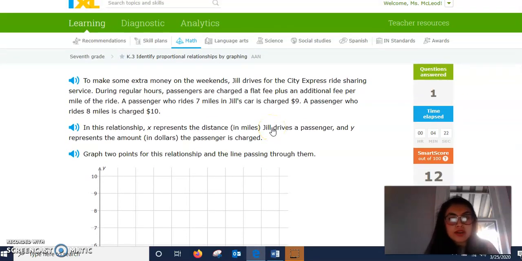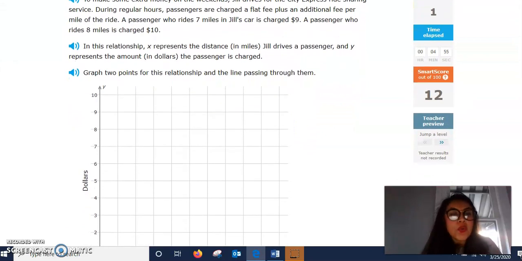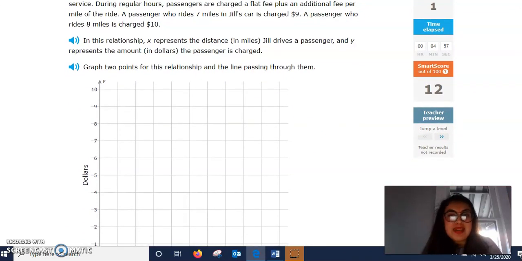To make some extra money on the weekends, Jill drives with the City Express ride-sharing service. During regular hours, passengers are charged a flat fee plus an additional fee for a mile of the ride. A passenger who rides for 7 miles in Jill's car is charged $9. A passenger who rides 8 miles is charged $10. In that relationship, X represents the distance in miles Jill drives a passenger, and Y represents the amount in dollars the passenger is charged. Graph 2 points for this relationship and the line passing through them.